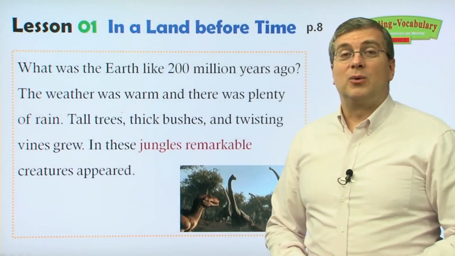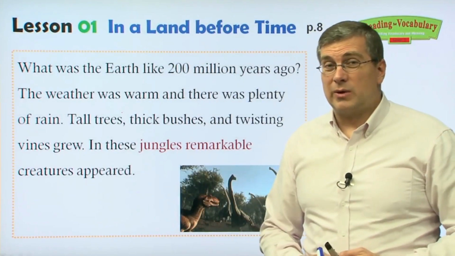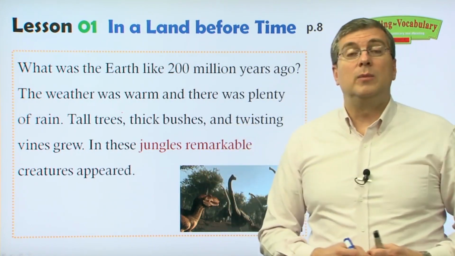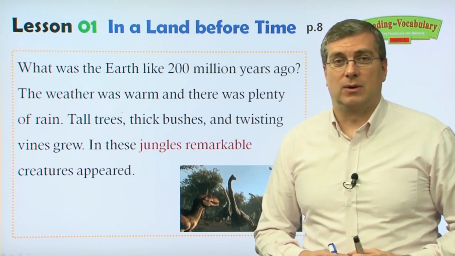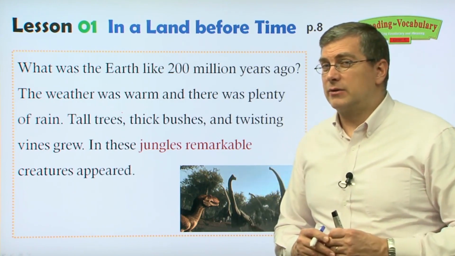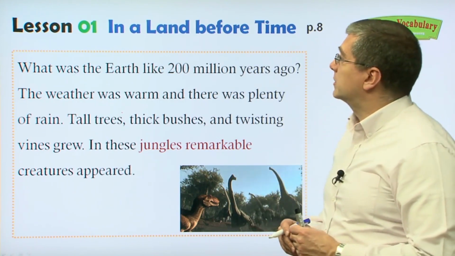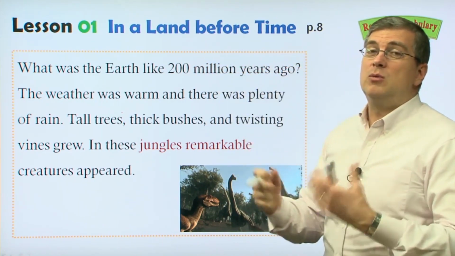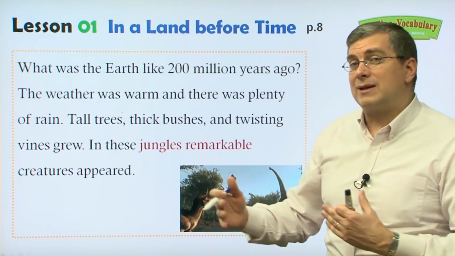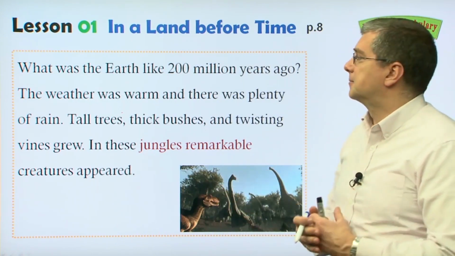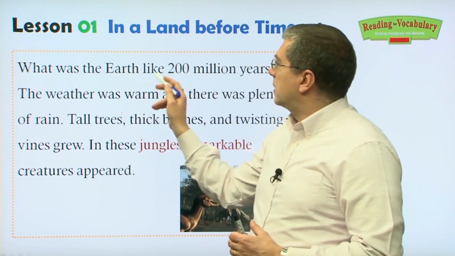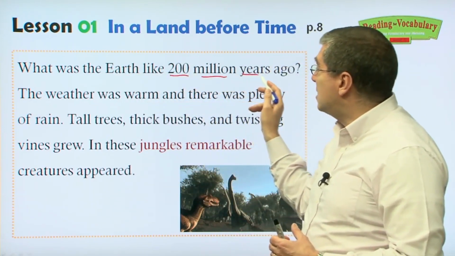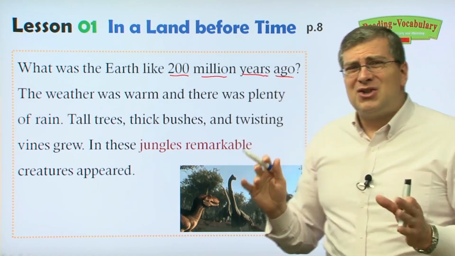Okay, let's go over the reading together. As you know, we're talking about dinosaurs in this unit. So this reading will be talking about dinosaurs. Of course, like I said, dinosaurs lived a long, long time ago in a land before time, before human beings started recording time or recording history. So, what was the Earth like 200 million years ago?